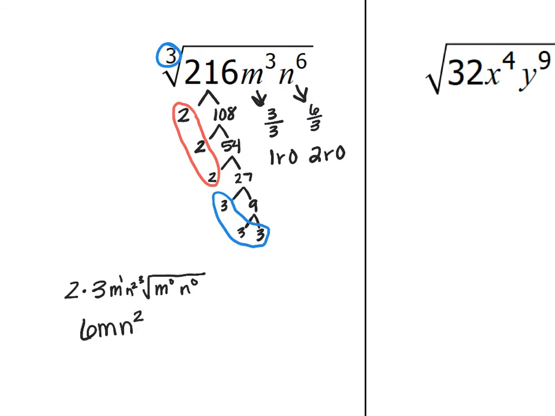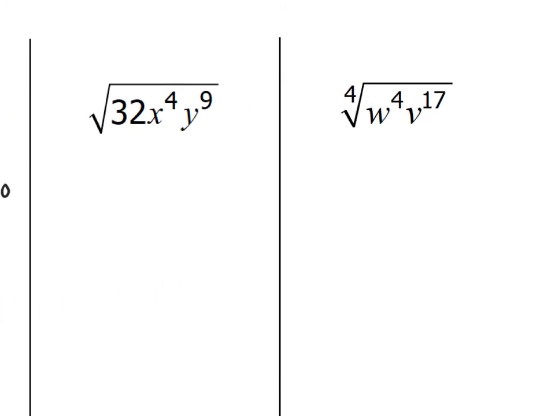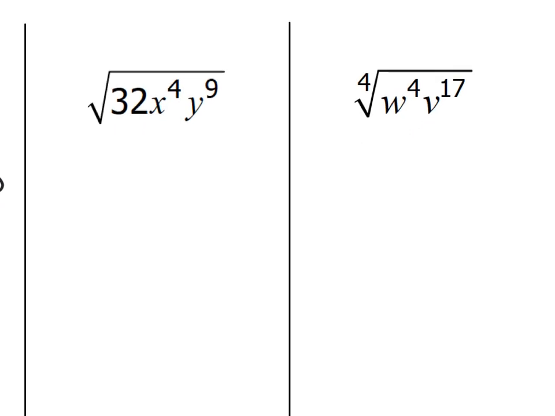Now if I look at this particular radical, m to the 0 and n to the 0 are both just 1. So that would end up being the cube root of 1, which is just 1. So there's no need to multiply this by 1. So in this case, these were all perfect cubes. So it's just 6 times m times n squared would be the simplified answer. Now I want you to try these two examples on your own before we go over them.